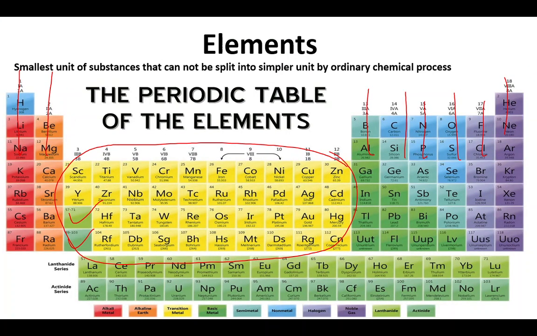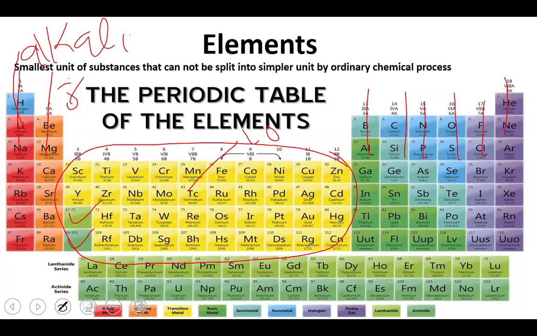Now, how many groups do we have all together? We have 18 groups altogether. We have 8 groups for A elements and we have 10 groups for B elements. That makes it 18 groups. Group 1 of the A elements are called alkali metals. They are called alkali metals because there are many metals there.